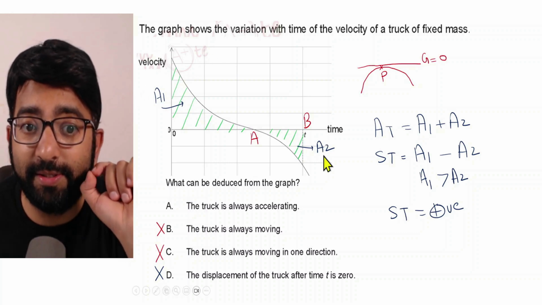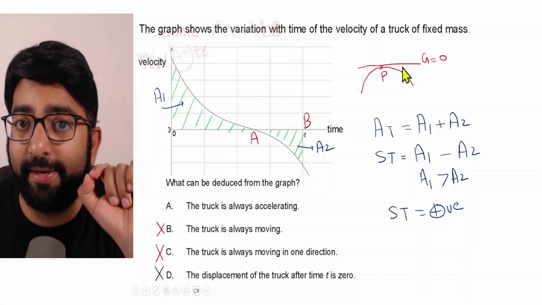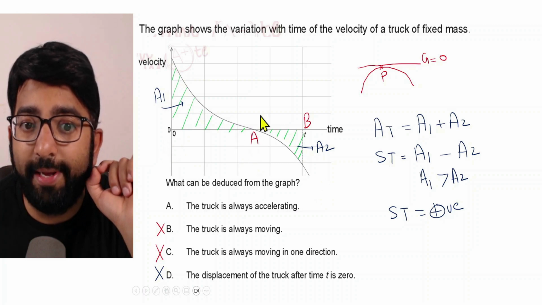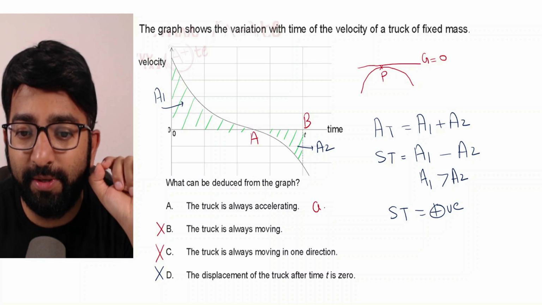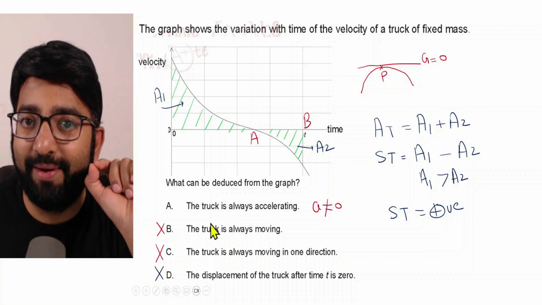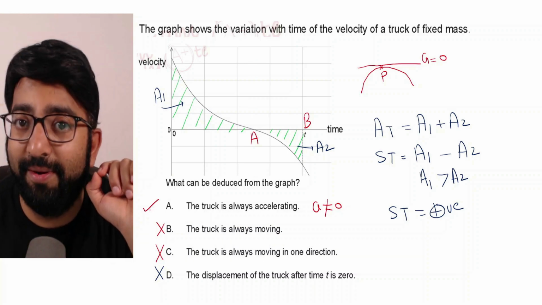But incidentally, in this graph, there does not exist any point where the tangent becomes parallel to the x-axis, which means throughout this motion from 0 to A or A to B, acceleration is never zero. So let me write: acceleration is not equal to zero throughout the motion, which means the truck is of course always accelerating. And hence we can say option A is the right answer.